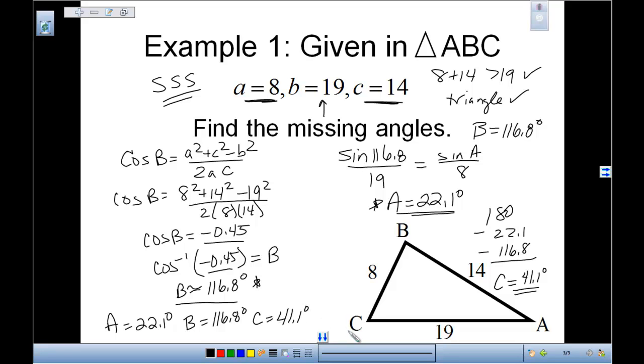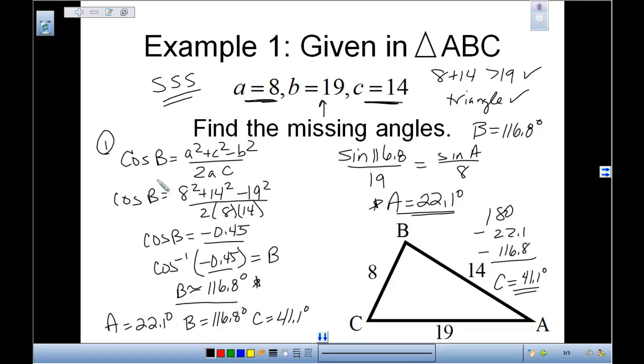41.1 degrees. So remember, when you're using law of cosines, if you have an obtuse angle, you want to be able to find that first. That's the advantage of law of cosines. Law of cosines finds obtuse angles, law of sines does not. Again, think about when we did inverse cosine and inverse sine, and you'll know why obtuse angles are possible for cosine but not for sine.